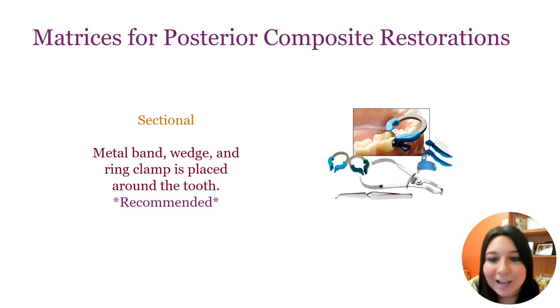Next, we have the sectional, which is my pride and joy. It is my favorite. It is a metal band, wedge, and ring clamp placed around the tooth. Advantages include that the bands are pre-contoured and they're burnishable, which allows production of an ideal proximal surface. It also produces very tight contacts, which is what we want.